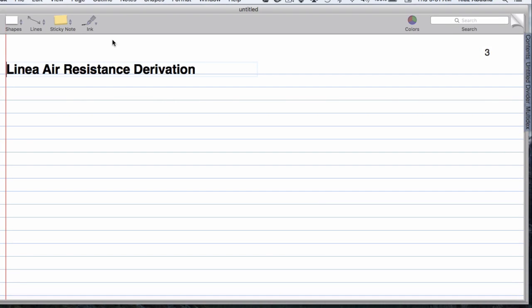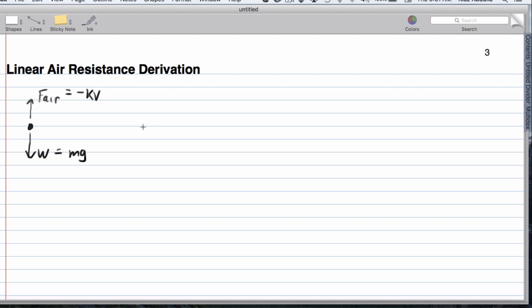I want to do the linear air resistance velocity equation that we actually derived in class yesterday. We have an object that is falling in the presence of air resistance. So we have an air resistance force going up, and we have the weight of the object pointing down, and we'll say that the air resistance is equal to negative kV, the weight is equal to mg.